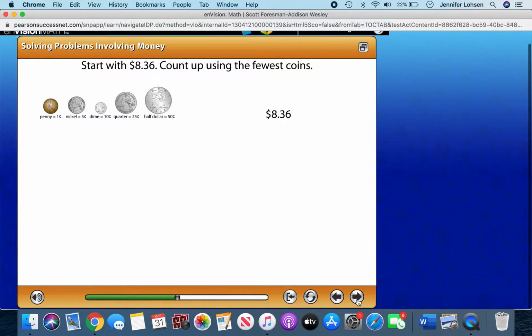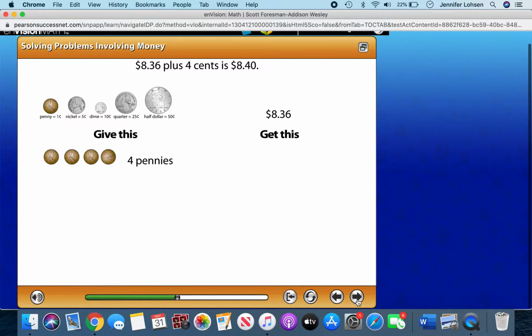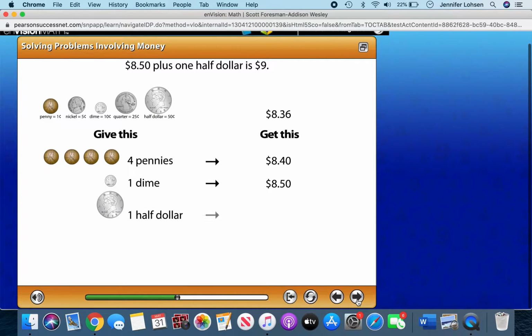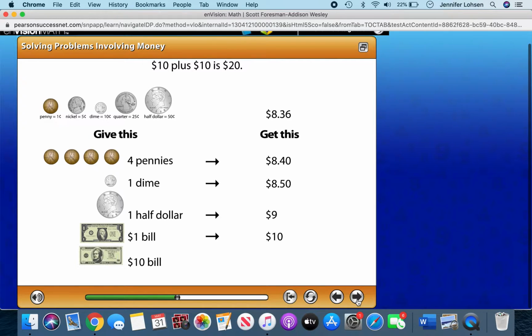Start with $8.36. Count up using the fewest coins. $8.36 plus 4 cents is $8.40. $8.40 plus 1 dime is $8.50. $8.50 plus a half dollar is $9. $9 plus $1 is $10. $10 plus $10 is $20.